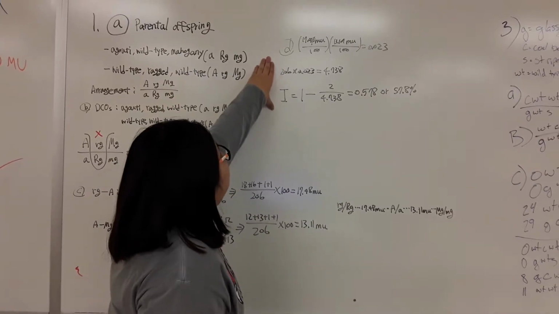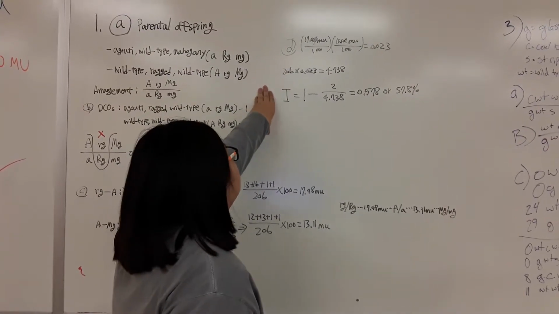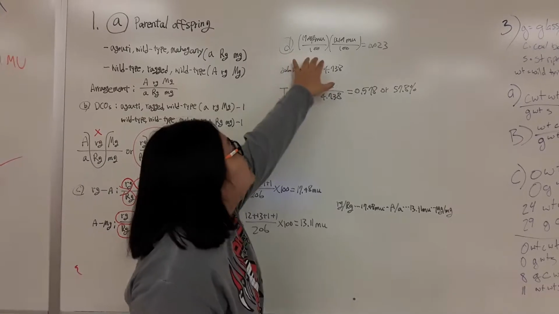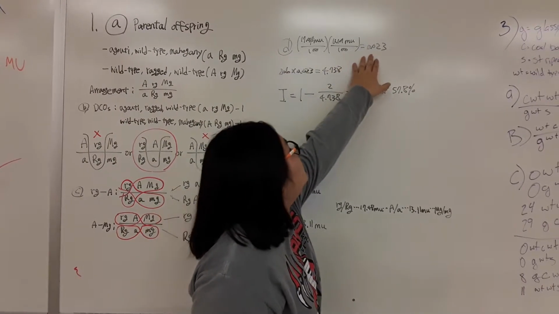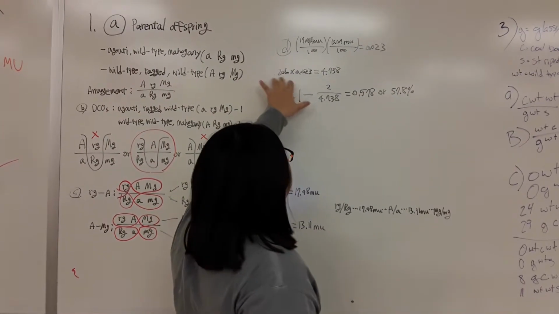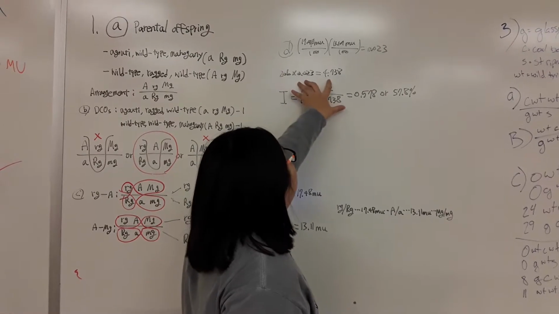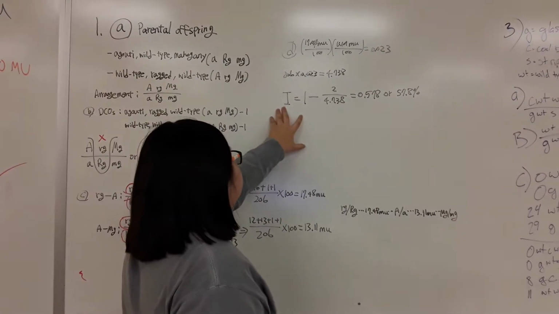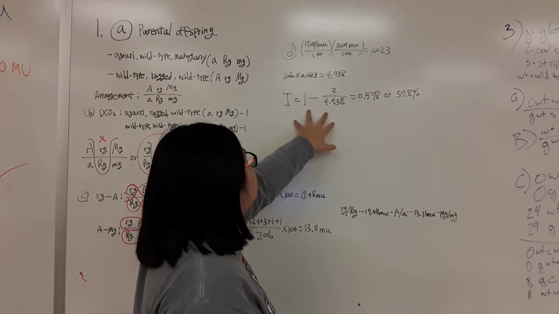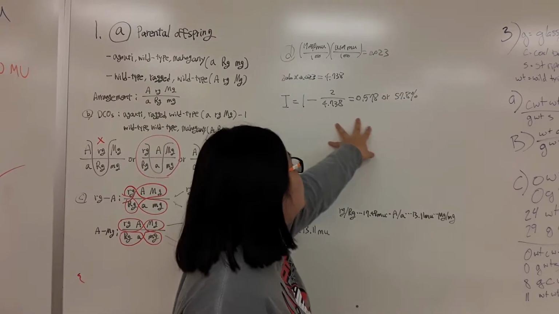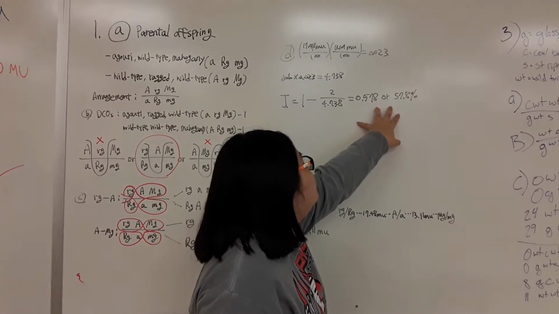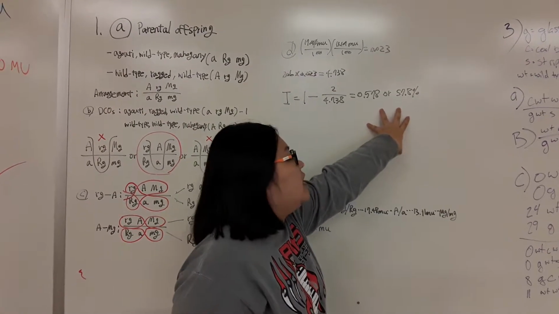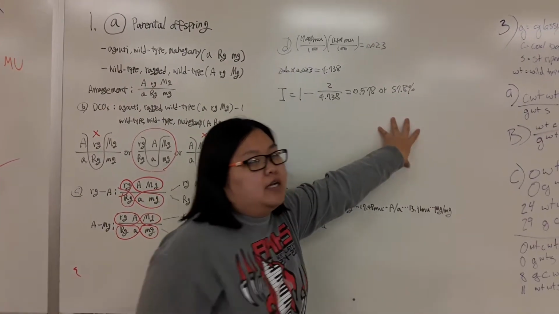And then part D, I need to find the crossing overs for the double crossing over frequency. Then times the total number, I got 4.738, and then my value is 1 minus 2 over 4.738, which is 0.578 or 57.8%.